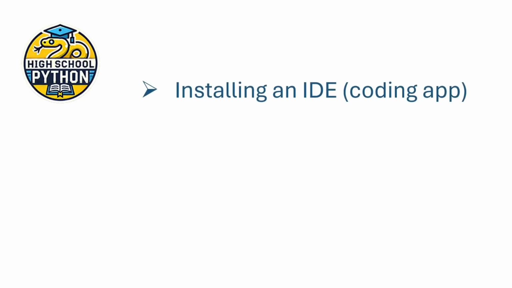In this video, we'll be setting up our Python coding environment using an IDE. An IDE, or Integrated Development Environment, is the application we use to write, run, and debug our Python code. To make our learning experience better, we'll also adjust some settings to make the interface more user-friendly. So let's get started.